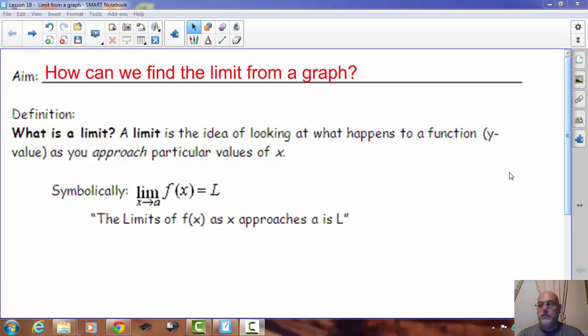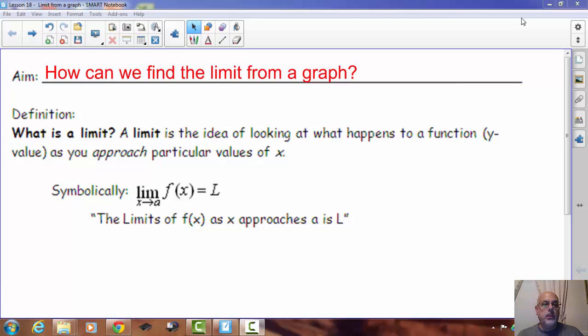Tonight we're going to be looking at how we can find the limit of a function by looking at the graph. First we have to understand what a limit is. A limit is the idea of looking at what happens to a function, what happens to the y value, as you approach particular values of x.